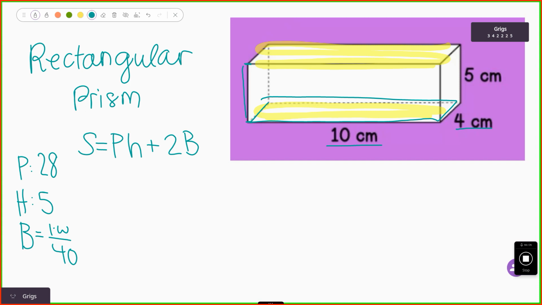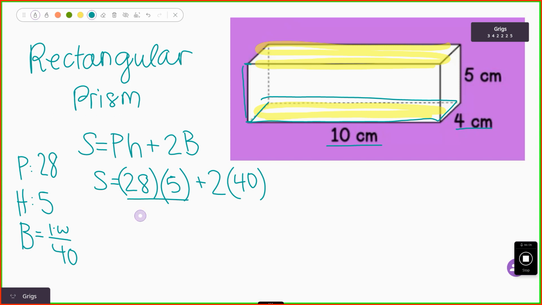Alright. So I'm going to get S equals 28, parentheses, because I love parentheses, 5 plus 2 stays a 2, and my base is 40. Do you agree? Yeah. Alright, and I take them 2 at a time. I group my multiplications together. 28 times 5, hold it up when you have it. That's what I got. Which gives you what? 140. Plus 80. Gives you 220.